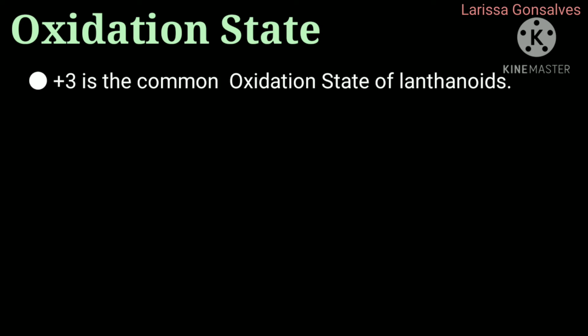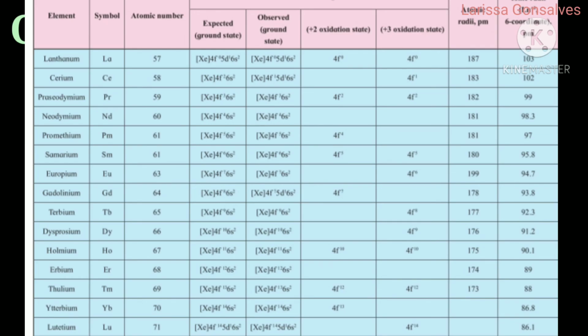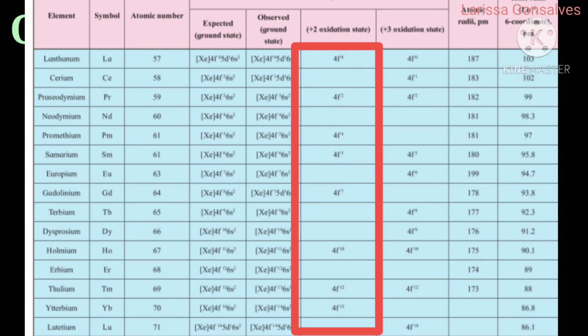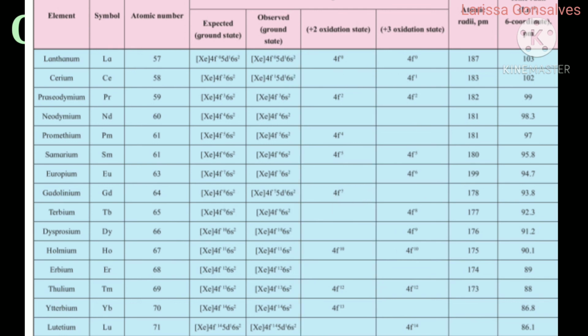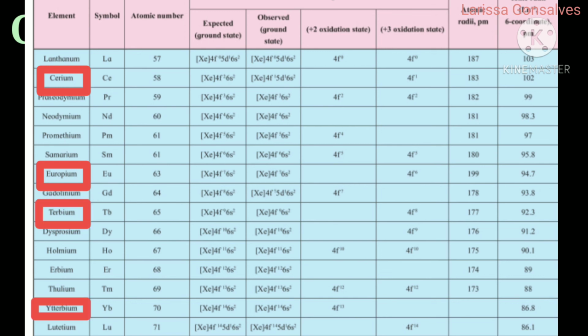However, there are elements which show the oxidation states of +2 and +4. This oxidation state is possible only if there are 0, 7 or 14 electrons in the f orbital. For example, cerium 4+ ions, europium 2+ ions, terbium 4+ ions and ytterbium 2+ ions.